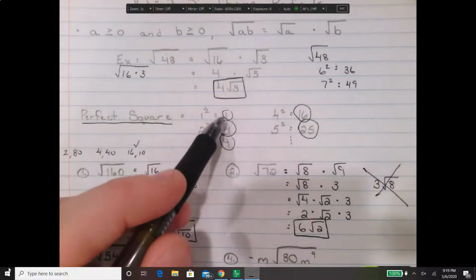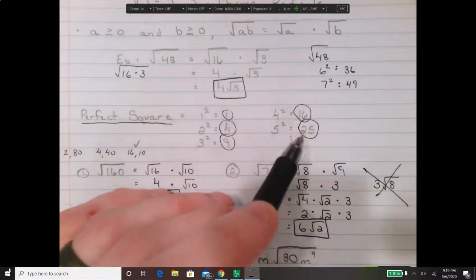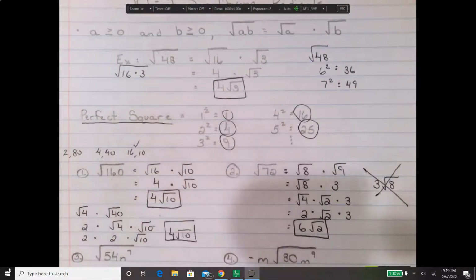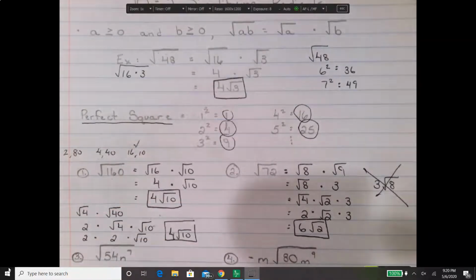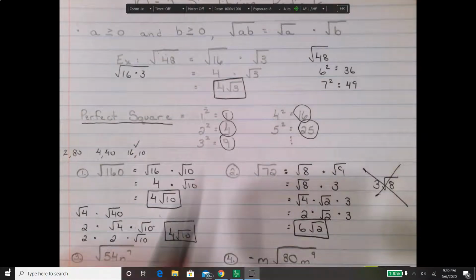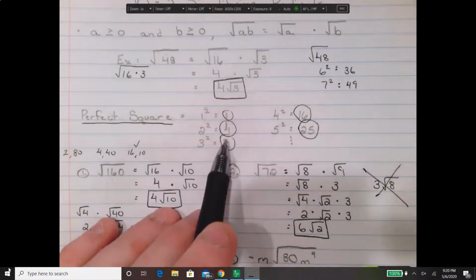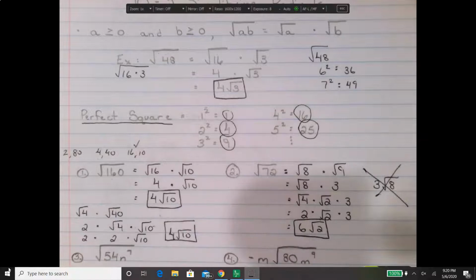And remember, those numbers are 1, 4, 9, 16, 25, 36, 49, and they go on and so forth. The one that you're really not going to work with too much is 1, and that's because I could break all of these down forever and just keep multiplying them by 1. So really 4 is probably going to be the smallest perfect square that you're really going to work with.